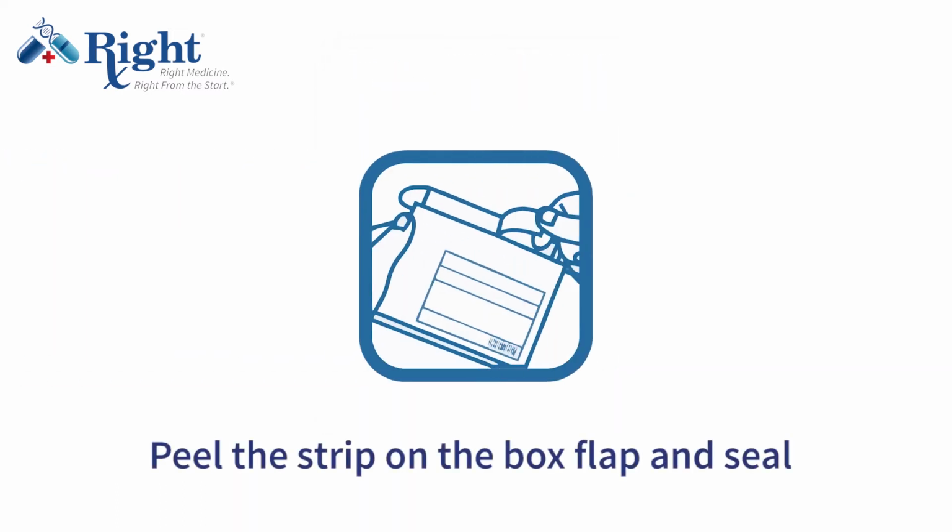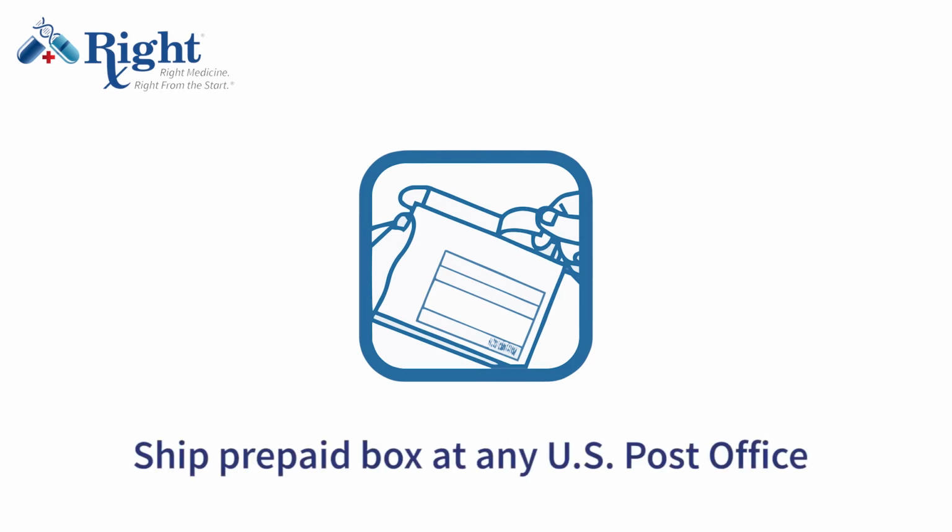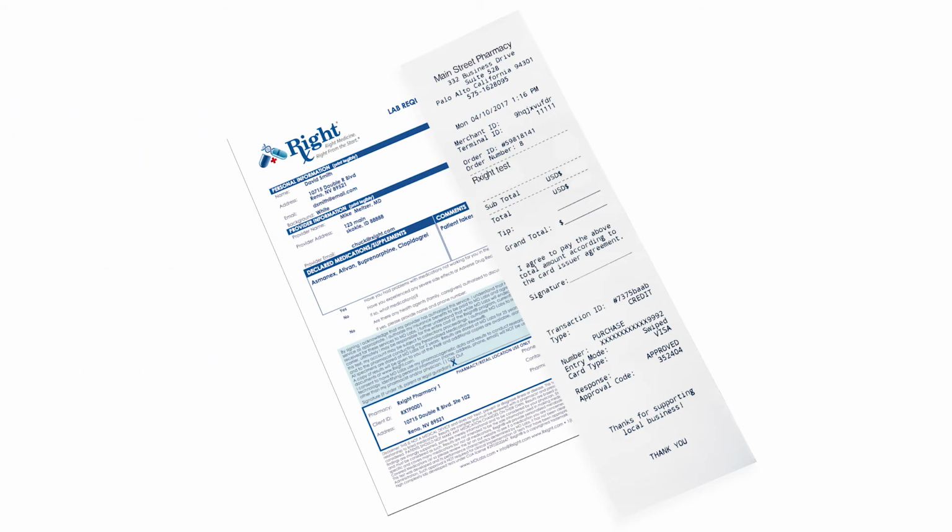Peel the strip located on the box flap and seal the box closed. Place the box into any U.S. postal mailbox and ship to the lab. The pharmacist should staple the receipt from the purchase and a copy of the signed requisition form to the step-by-step instruction sheet, and provide this to the patient as their record of the transaction.